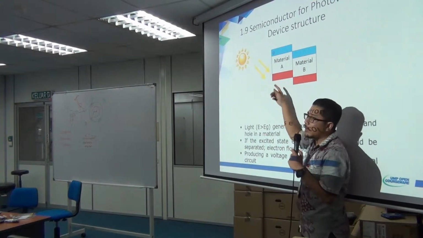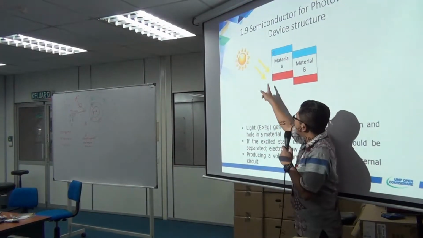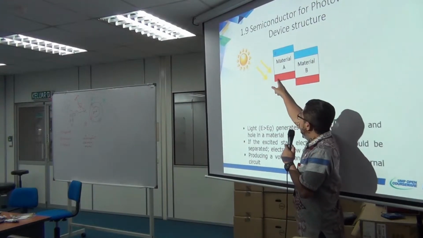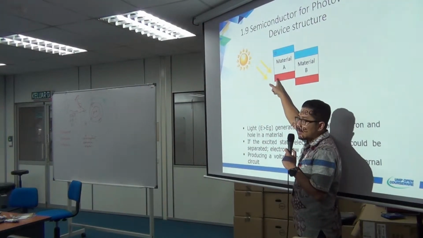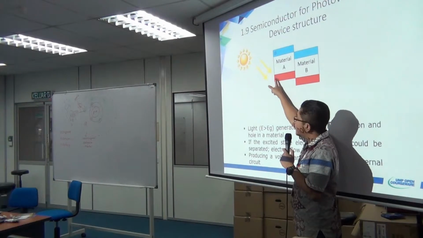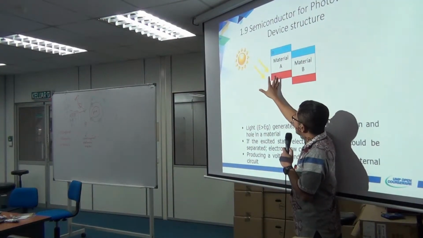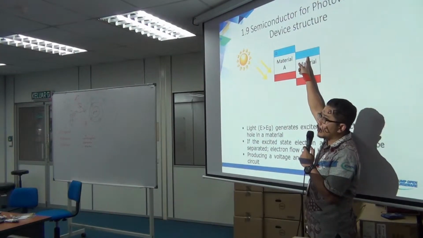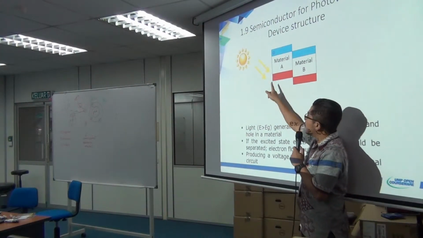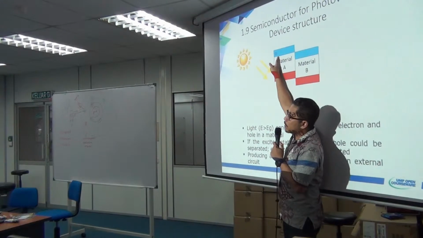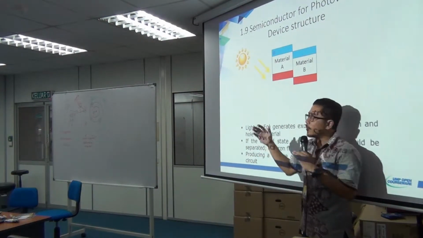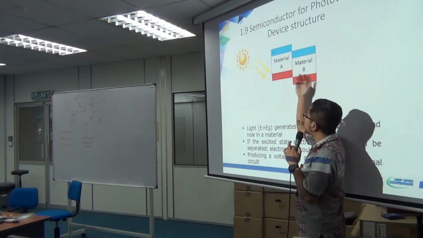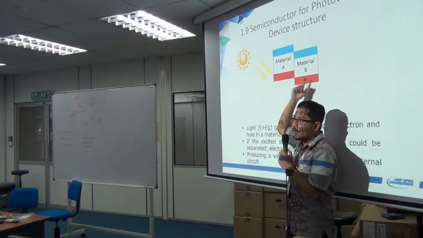How about the hole? Hole floats. Can it float to this one? This is sinking. So it cannot float, it stays there. This electron could be injected to the conduction band of material B. So we have separated this hole from this electron. Then we continue with other components, for example, a conductor, to extract this electron out from the solar panel.